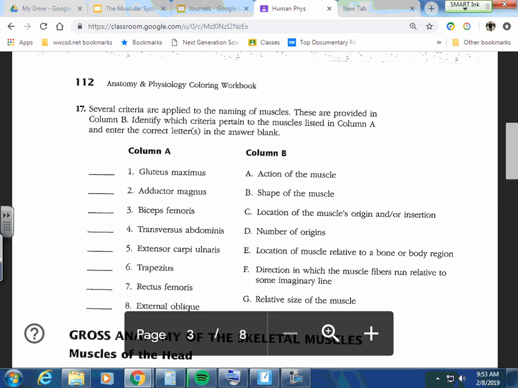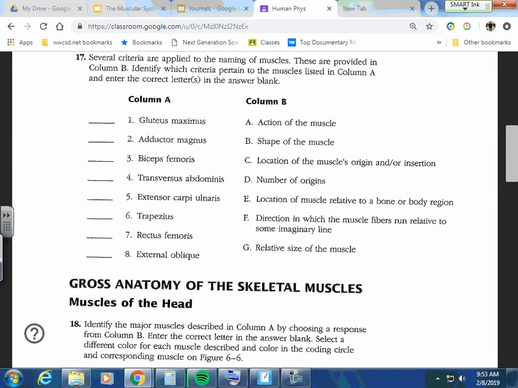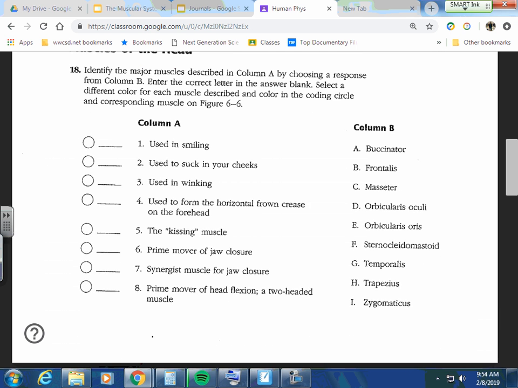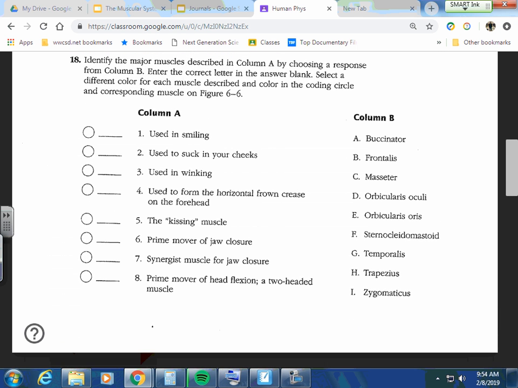So number 17, I gave you that. And then 18. So I am going to have you guys be able to do a couple of the functions. Some of these are important, I think. Like which one is used in smiling? Oh, that's a good saying.